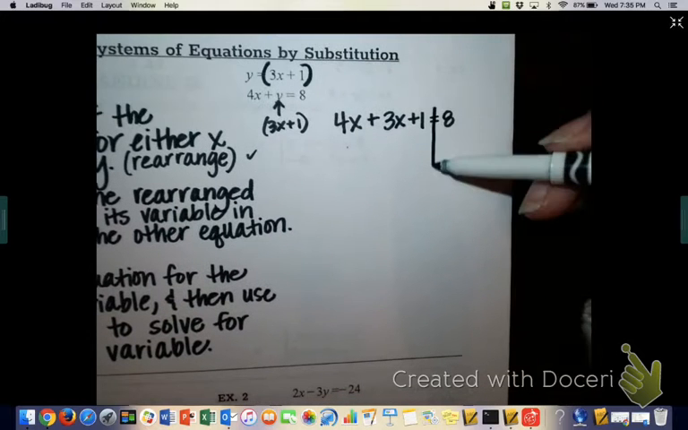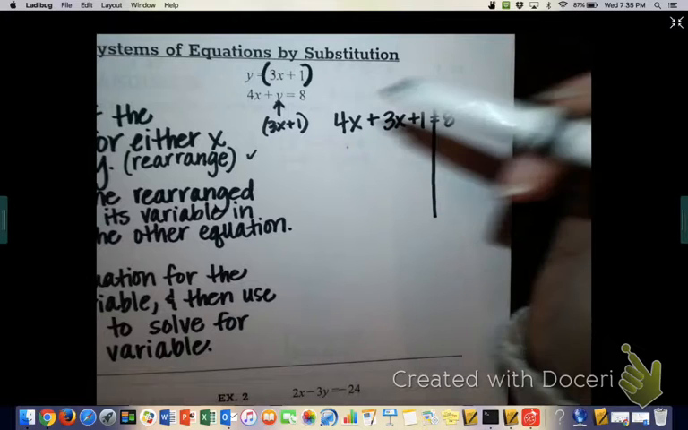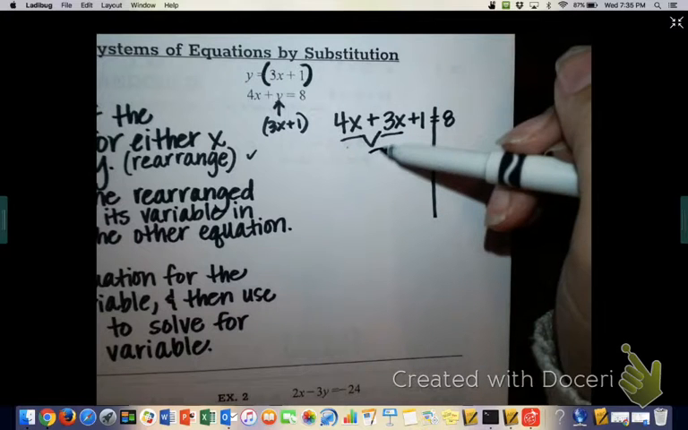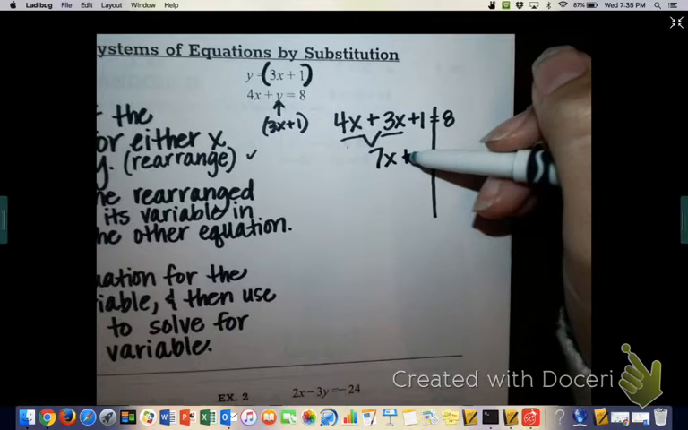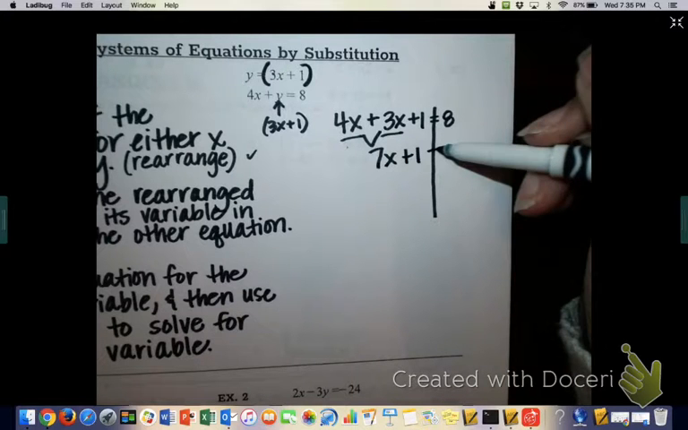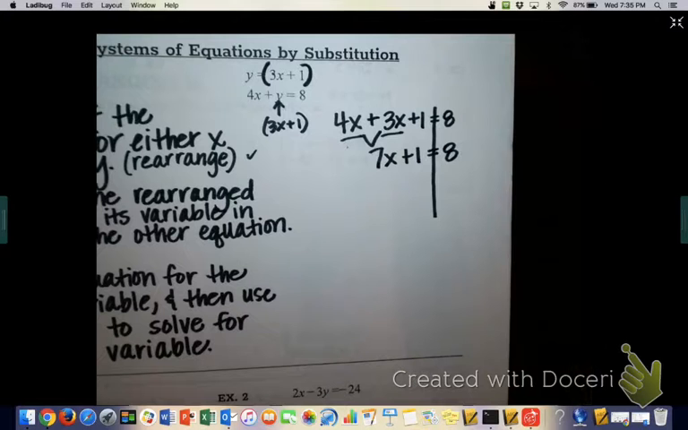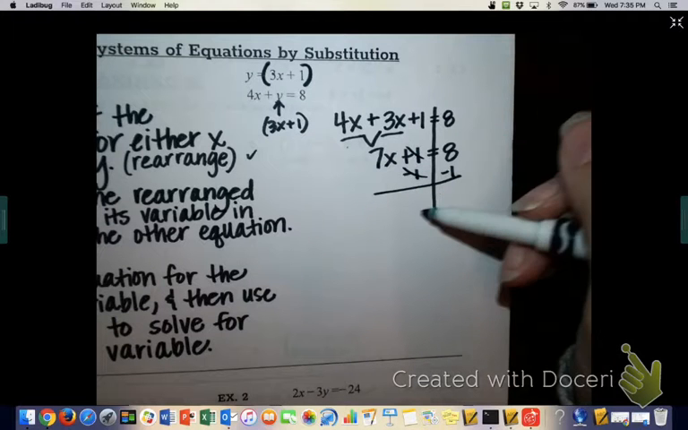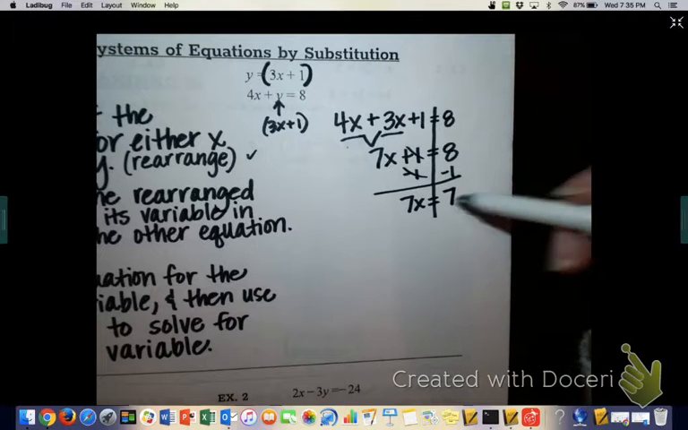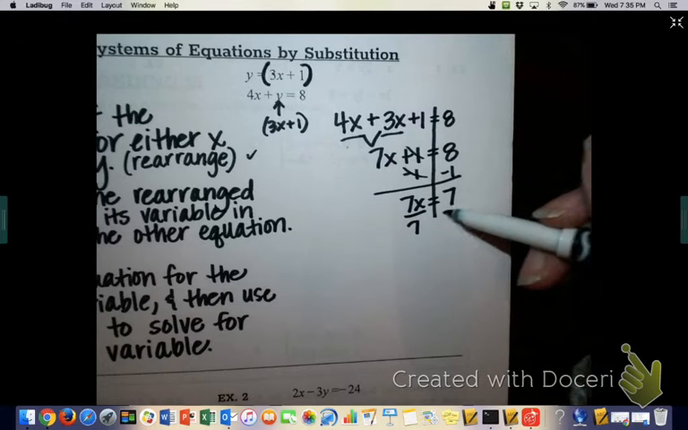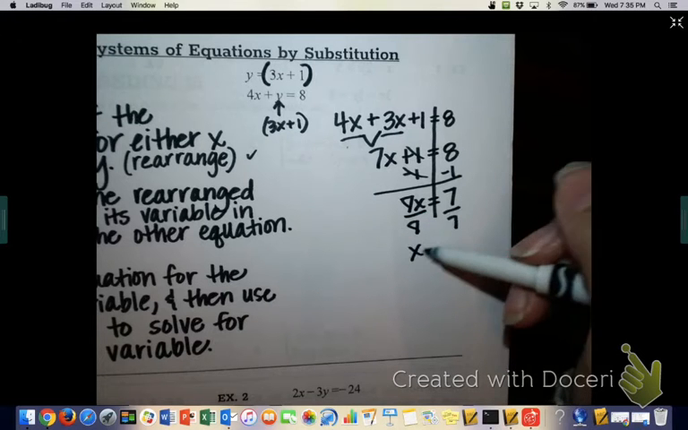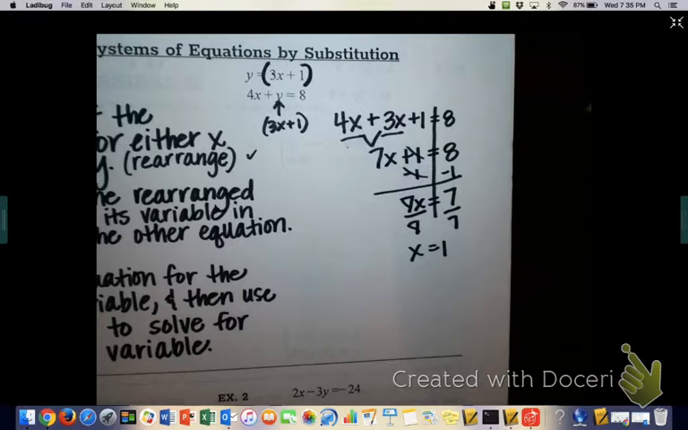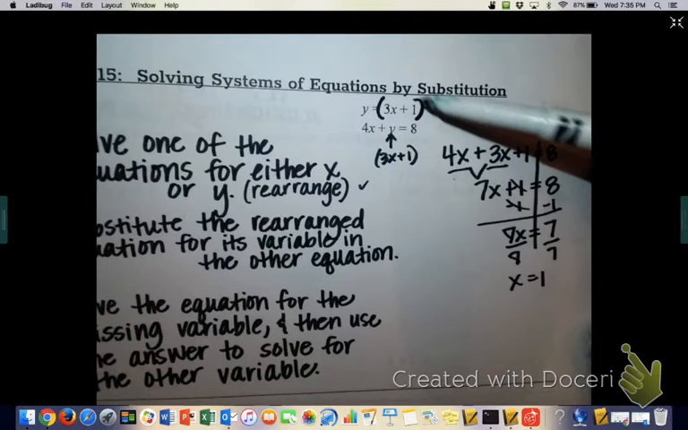So now I'm going to solve this equation. 4x plus 3x is 7x, combine like terms. Bring down your plus 1, bring down equals 8. Solve the equation, so we're going to minus 1. Cancel. Bring down 7x equals 7. Divide both sides by 7. X equals 1.